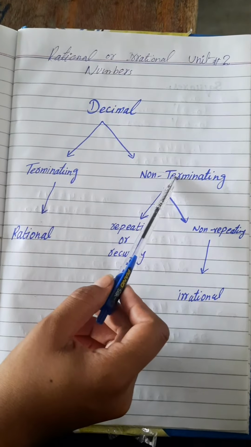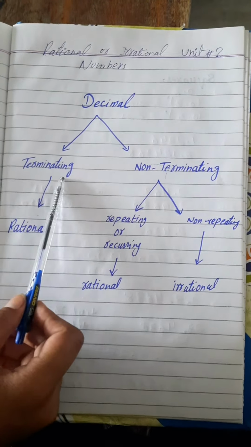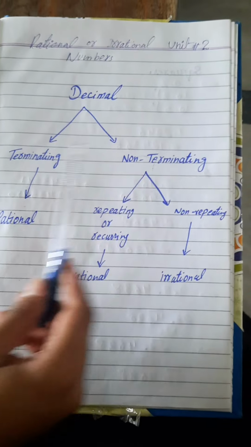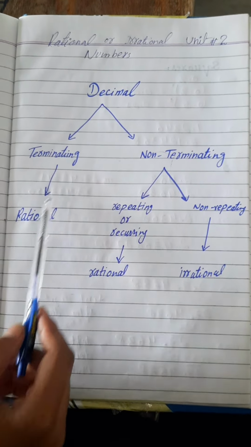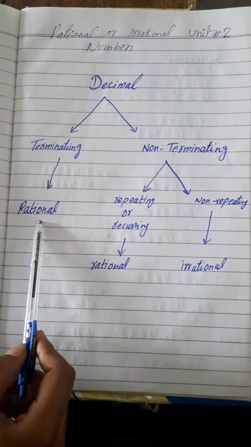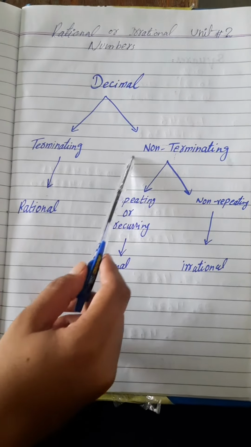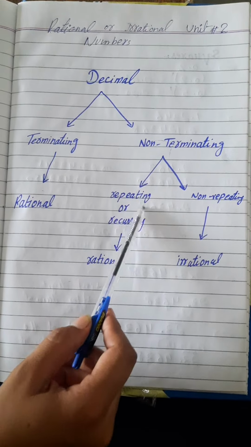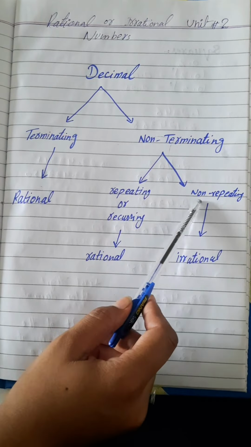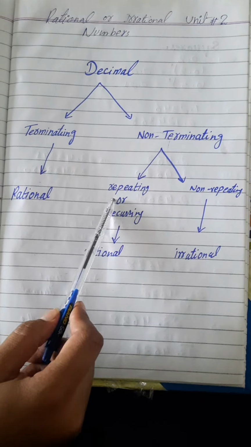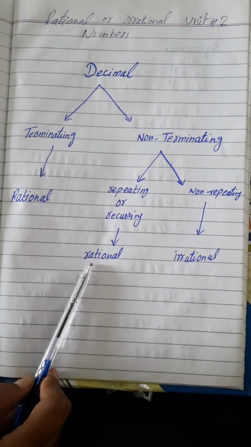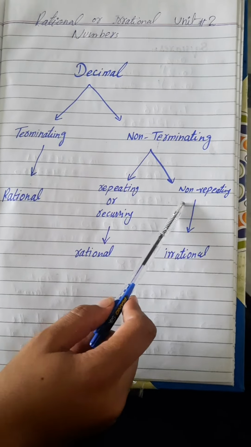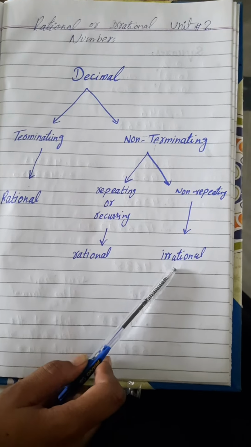Decimals are divided into two categories. First is terminating and second is non-terminating. Terminating decimals are always rational numbers because they can be written in the form p by q. Non-terminating decimals are of two further types: repeating or recurring, and non-repeating. Repeating or recurring decimals are always rational because they can be written in the form p by q, and non-repeating decimals are irrational numbers.